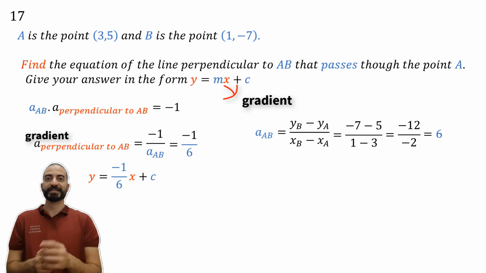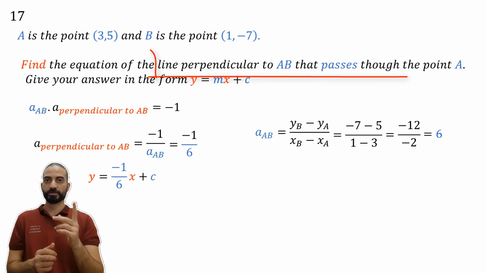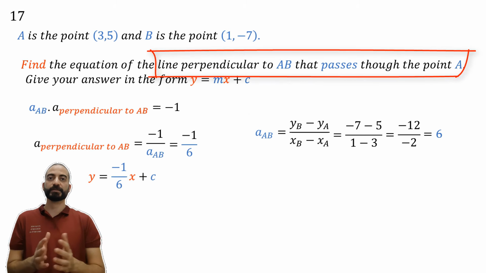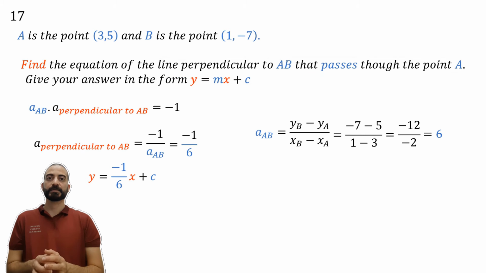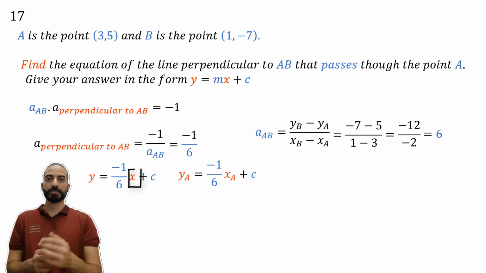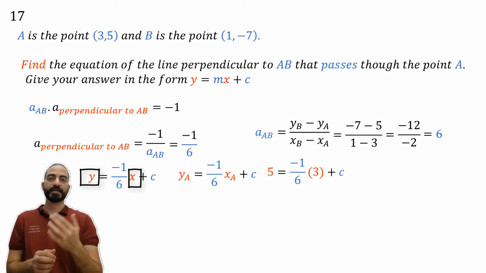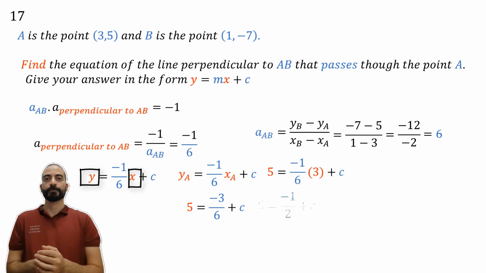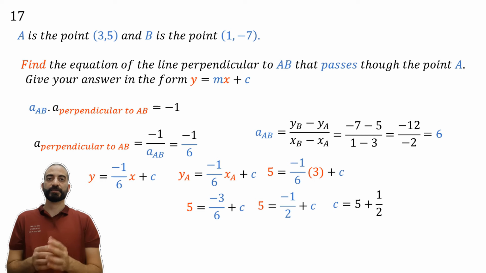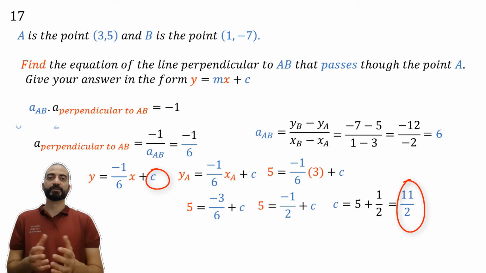Remains for us to obtain c. He tells us in this question that the perpendicular line passes through the point A. We can benefit from this by putting in the place of x and y the values of xa and ya. In this way, we get the c and put it here, and finally we get the equation of the line perpendicular to AB.